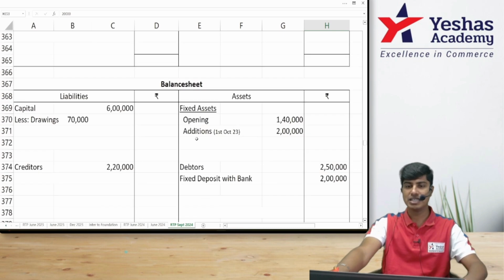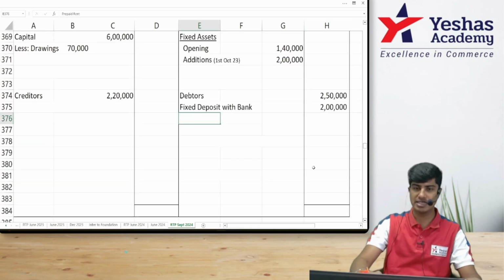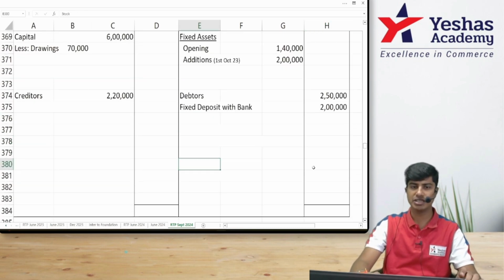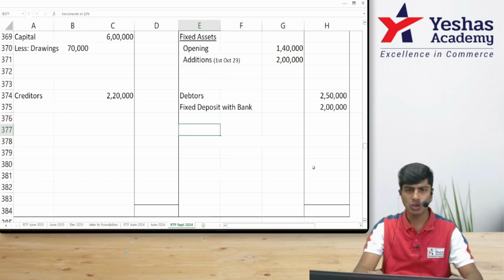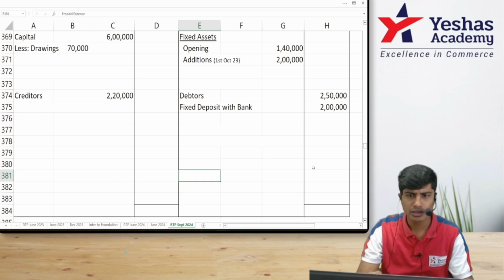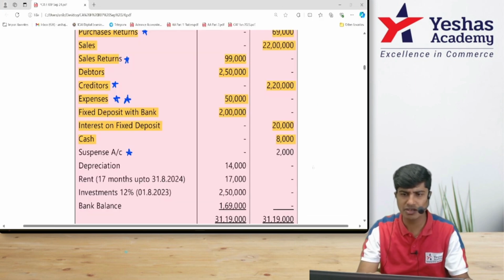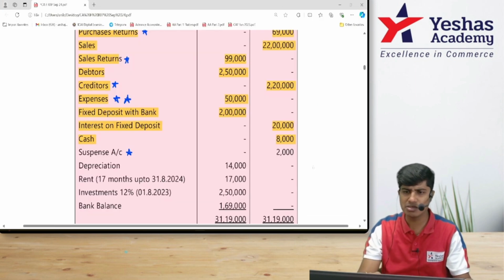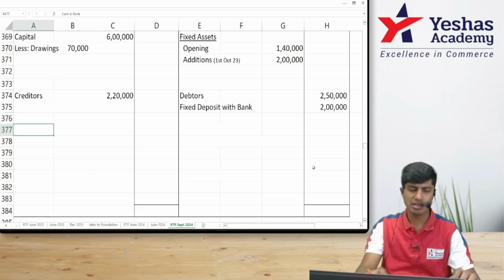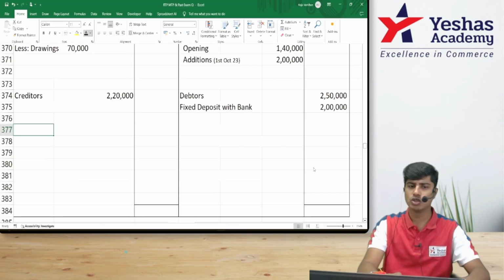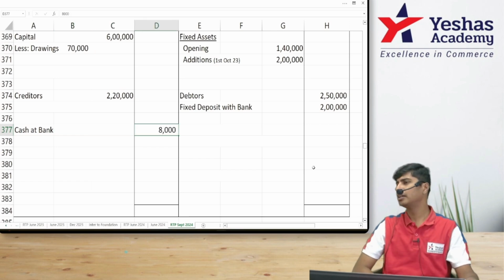Balance sheet asset. So in my balance sheet on the asset side, I would write cash. How much is cash? Is there any adjustment for cash? There is no adjustment for cash. No. One second. Cash bank balance is given separately. Cash is minus 8,000. Oh, cash actually can't be minus 8,000. But they've given it as credit. So I'll assume it to be cash at bank.